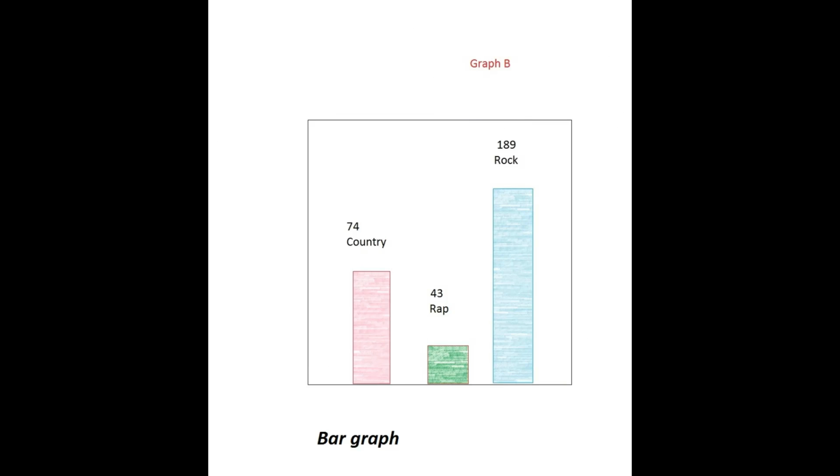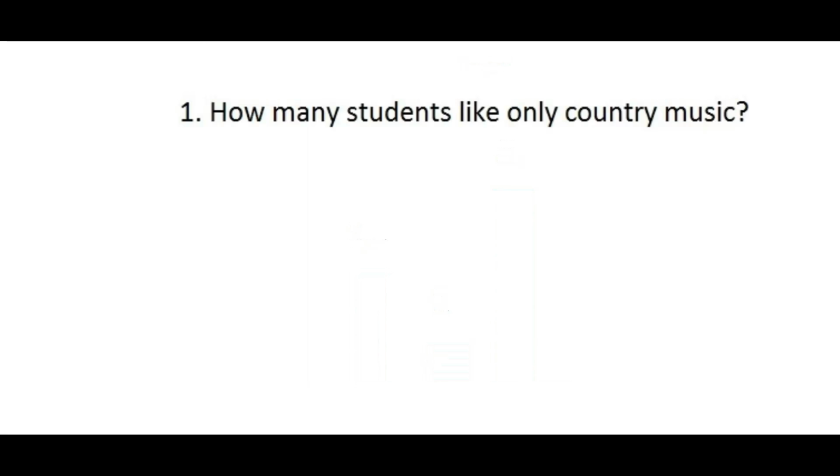So the second graph that they give you is the good old-fashioned bar graph. We have 74 people who like country music, 43 people who like rap, and 189 people who like rock music. Now, these two graphs look similar, but they're not. There are some differences, and the questions will bring that out. The very first one says, how many students like only country music?